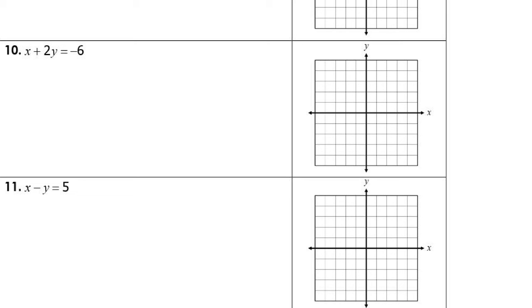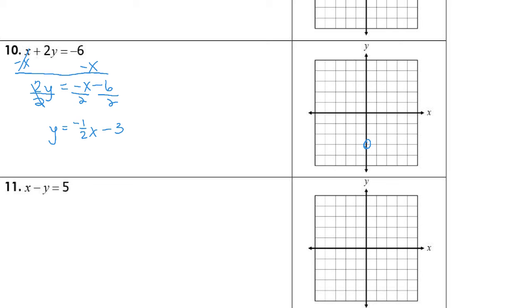So again, what I need to do is subtract the ax from both sides, with 2y equals negative x minus 6. Now I'm going to divide all my terms by 2. And I get y equals negative 1/2 x minus 3.